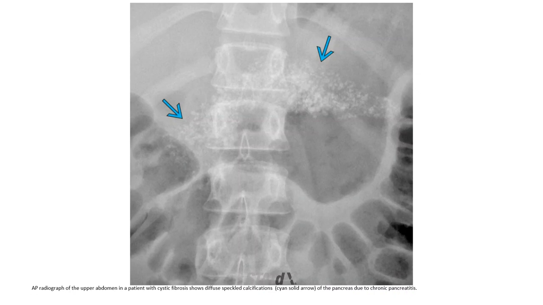AP radiograph of the upper abdomen in a patient with cystic fibrosis, showing diffuse punctate calcification.